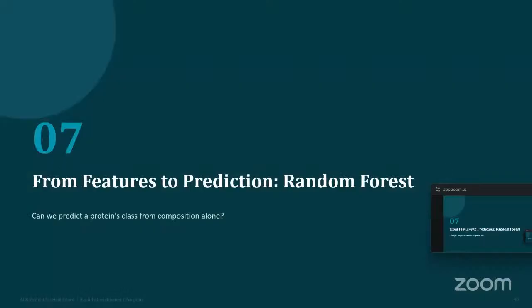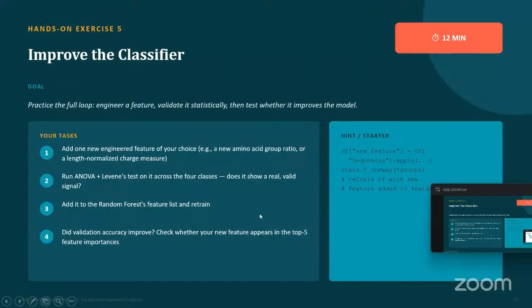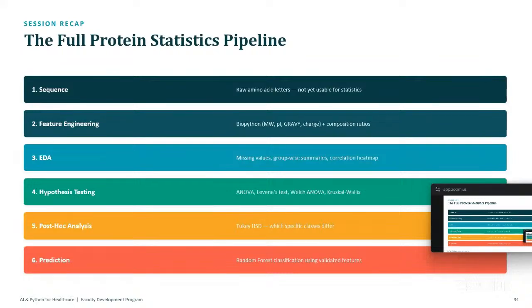Histogram plus KDE, feature prediction with random forest, confusion matrix, or feature importance we can get, and we can get a full protein statistics pipeline after understanding all these things. Like we have sequence data, we can perform feature engineering on it, apply EDA on that data, perform the statistics using hypothesis testing, ANOVA, t-test or z-test, Welch-ANOVA, Kruskal-Wallis. Then perform the prediction using random forest classification or validated-feature approaches.